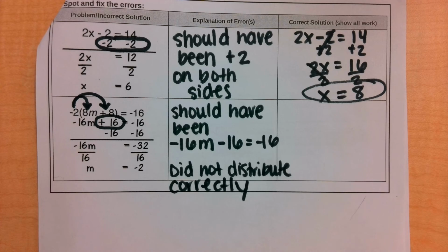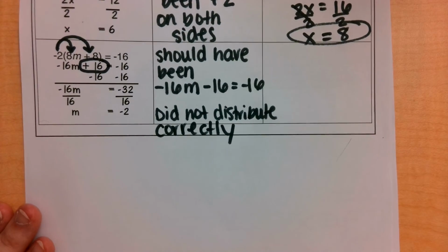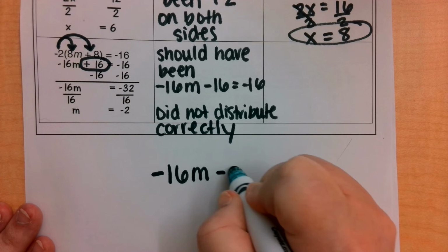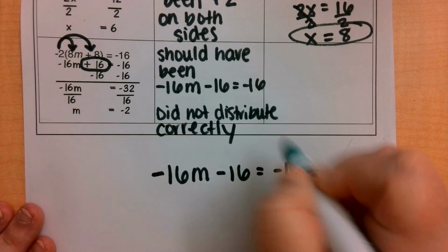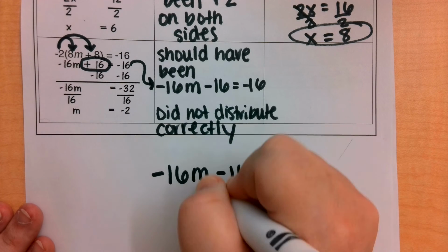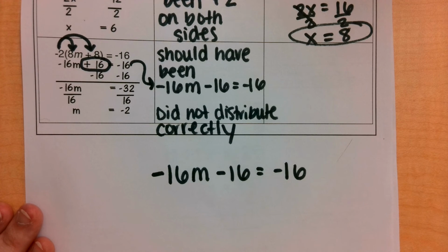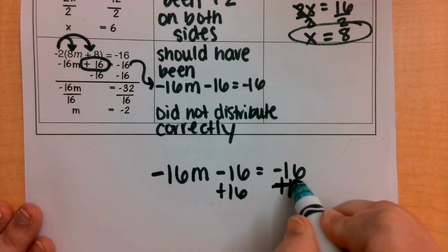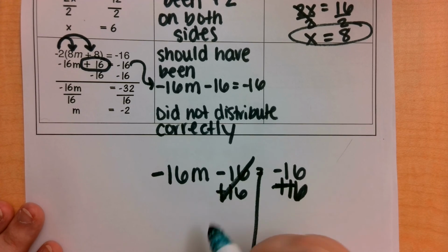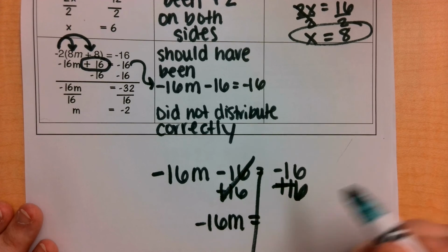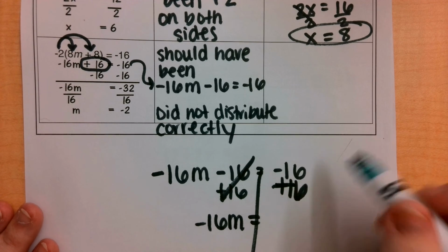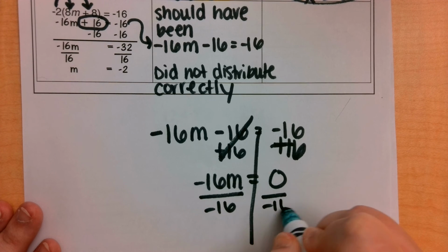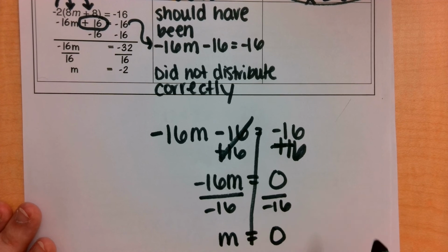All right, now let's solve it. I'm going to do it below just because I have a feeling I'm going to run out of space. So negative 16m minus 16 equals negative 16. I fixed it right there, so I know I could just rewrite it. Plus 16 on both sides. Cross it out. Negative 16m equals a negative 16 and a positive 16 equals 0. Divide by negative 16. M equals 0.